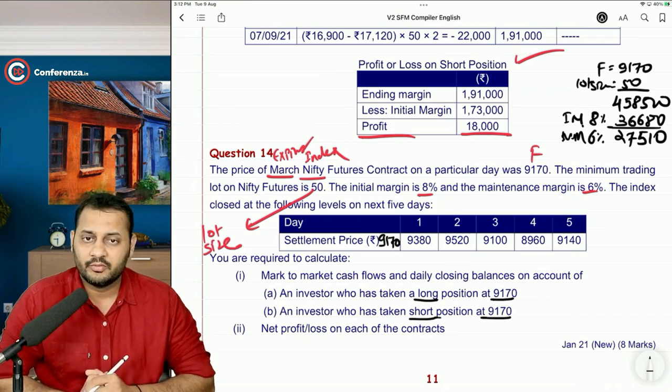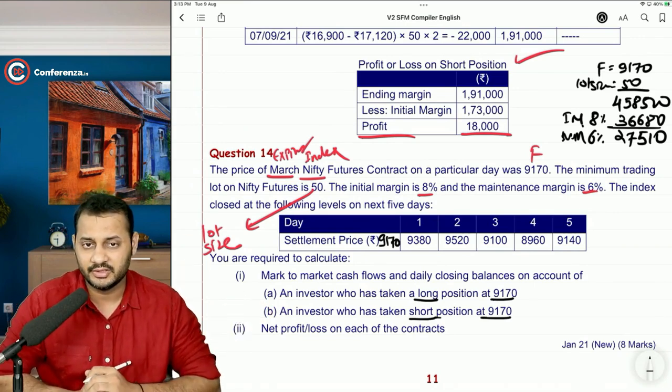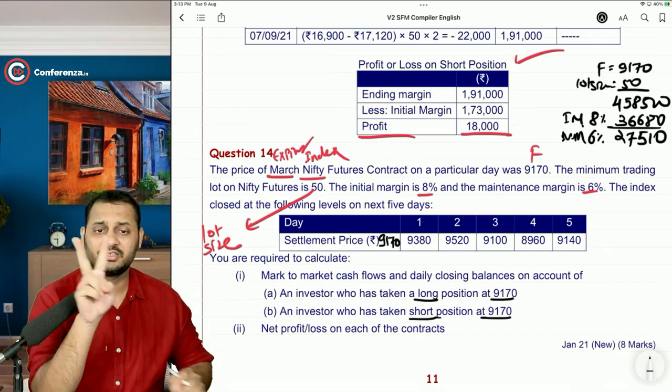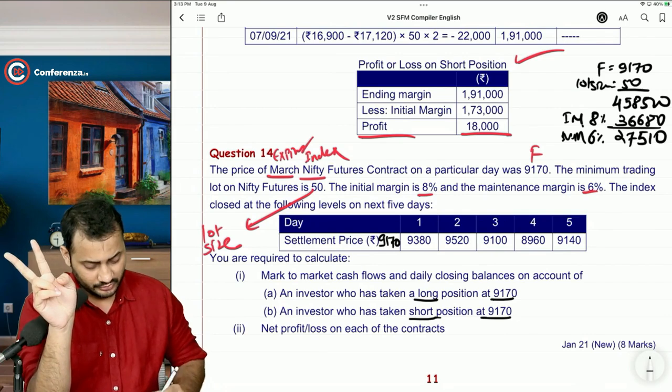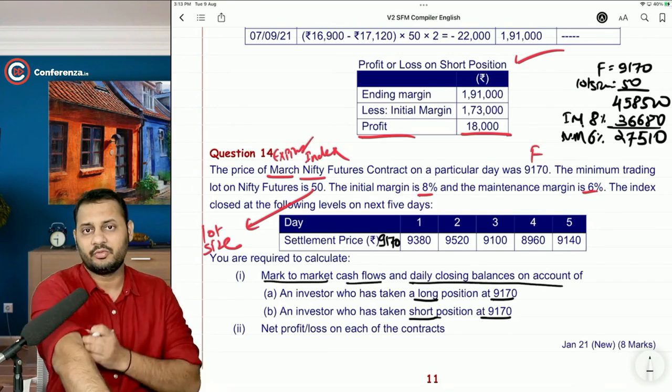So it's very simple. You have to prepare two statements. And this is similar to the question that we have already discussed previously. And you have to show the balances. The last two accounts matter the most: mark to market cash flows and daily closing balances on account.